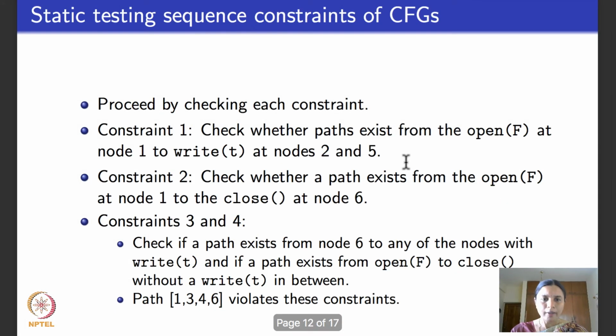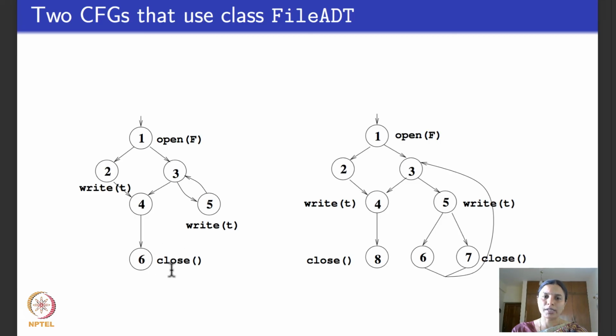For constraints 3 and 4, I have to check if there is a path from node 6 to any of the nodes with a write, and if there is a path from open to close without a write in between. So there is a path from node 6, which is a close, to any of the writes. If you see, there is a write that happens at node 5 before close, there is a write that happens at node 2 before the close, but there is a path from open at node 1 to close at node 6 without a write.